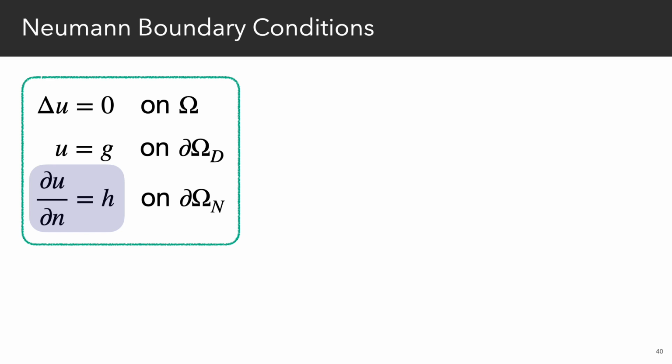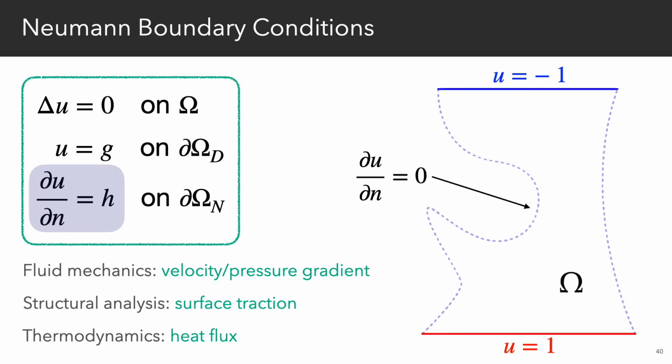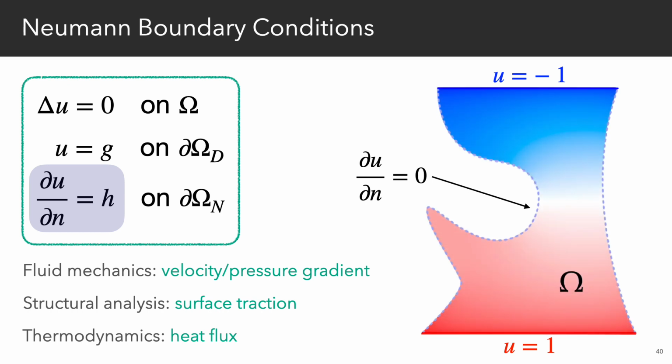So these boundary conditions are fundamental for a number of very basic applications. In fluid mechanics, they provide the change in velocity or pressure gradient at an interface. In structure analysis, they prescribe the surface traction or stress. And in thermodynamics, they correspond to the heat flux across the boundary. So for instance, if the normal derivative was zero on the boundary, then that would mean that the Neumann boundary is insulated and heat isn't allowed to leave the domain.